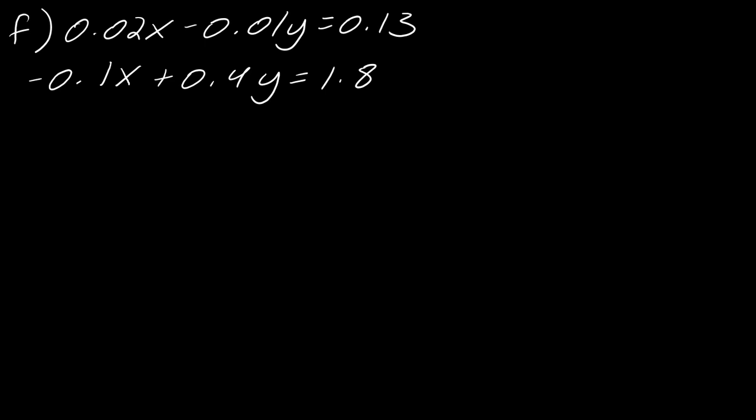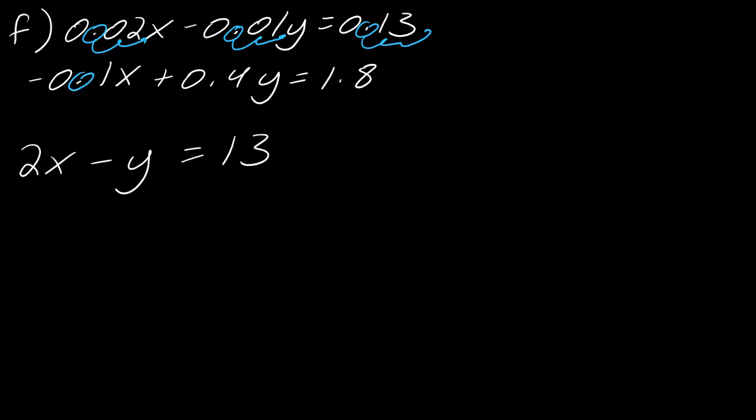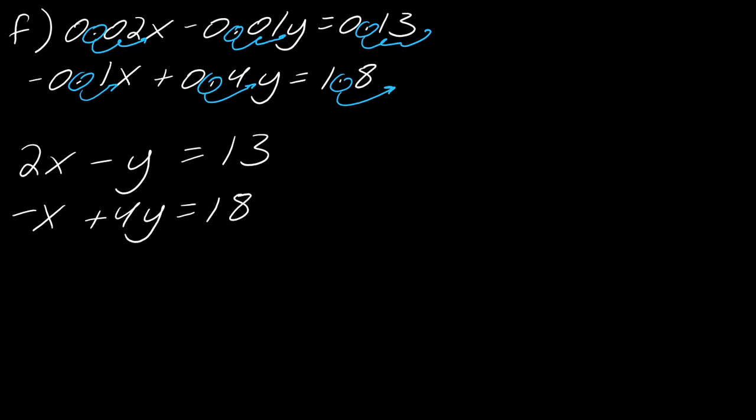Okay, and for our last one, we're just going to do a little practice with decimals. So remember with decimals, you just move each decimal to the right for the maximum amount of decimal spots in that equation. In this case, the maximum amount of decimal spots is 2. So I'm going to move all of these over 2 spots to the right. So this equation will turn into 2x minus y equals 13. And then for the second one, all of these can get moved over 1 spot because that's the maximum number of spots. So this will become -x plus 4y equals 18.